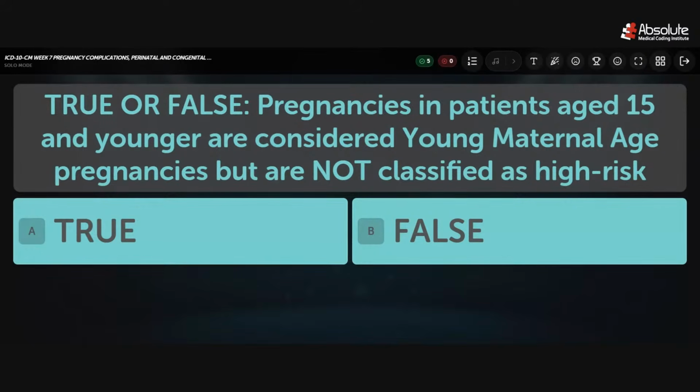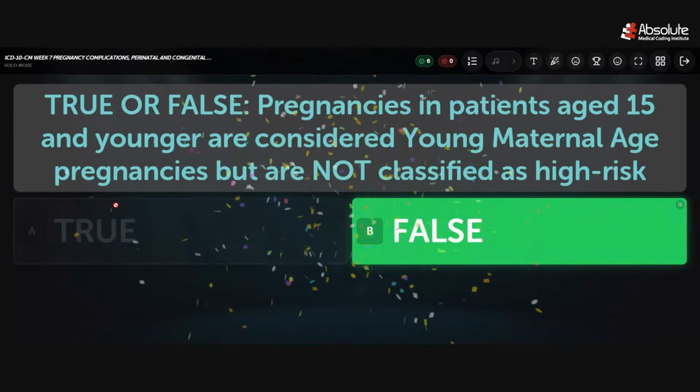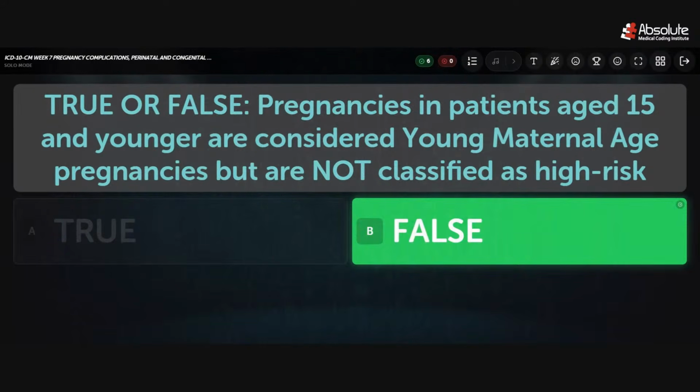All right, time is up. So this one is going to be, now I'm picking all the false ones in order. I'm not doing it on purpose. Oh my goodness. So this one is also going to be false. So pregnancies in patients 15 and younger are considered young maternal age pregnancies, but they are going to be classified as high risk due to the potential risks associated with young maternal age. So again, that is what makes this one false. And if you caught that one, great job.